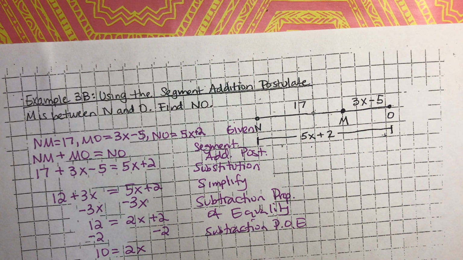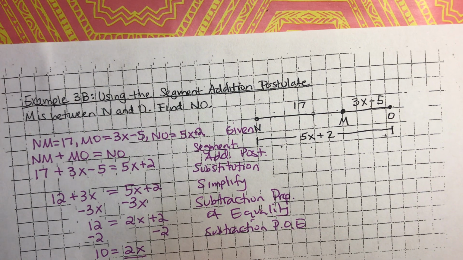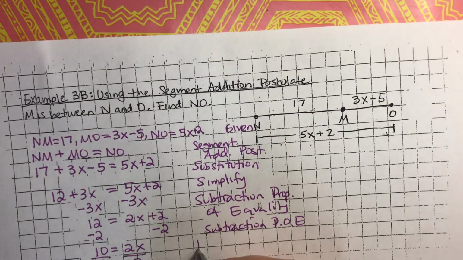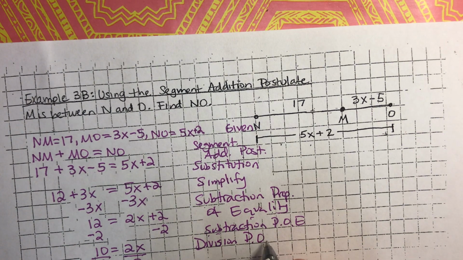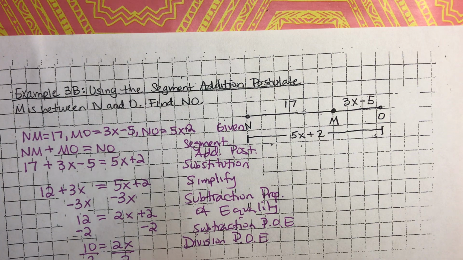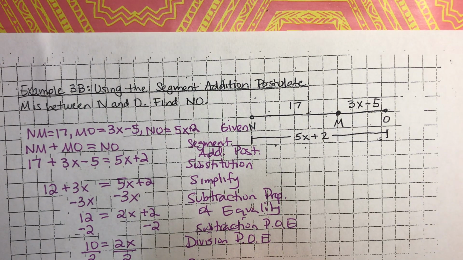All right, then I'm going to get this x by itself, so it's multiplied by 2. So the inverse operation would be to divide both sides by 2, and guess what that's called? That is called the division property of equality, DPOE. And then 10 divided by 2 is 5 equals 2 divided by 2 is 1. 1 times x is just x, so x. So that's called simplifying.